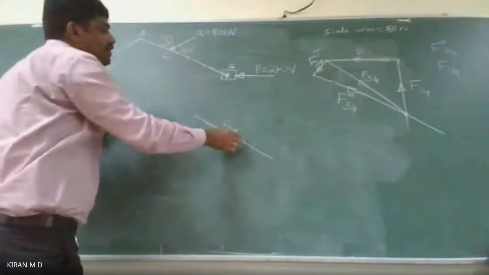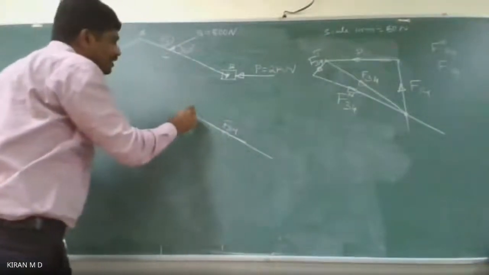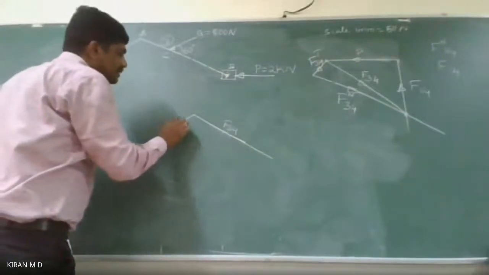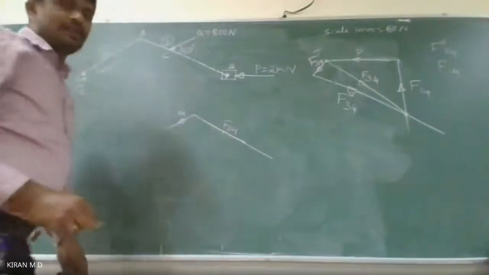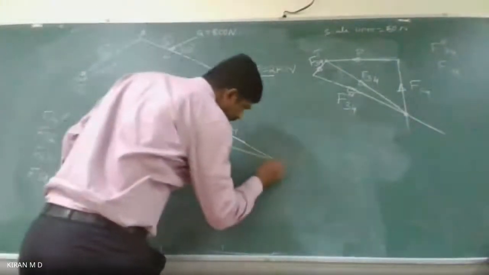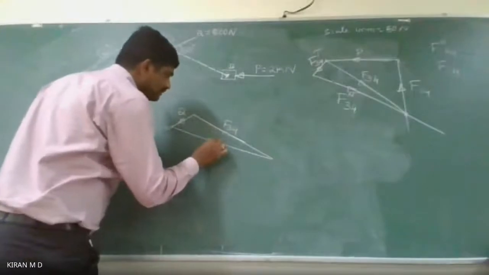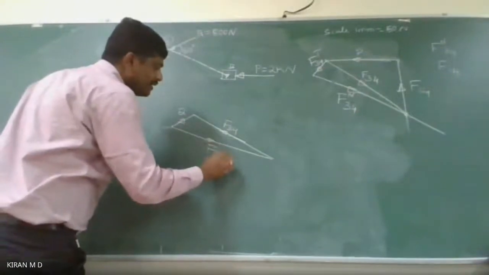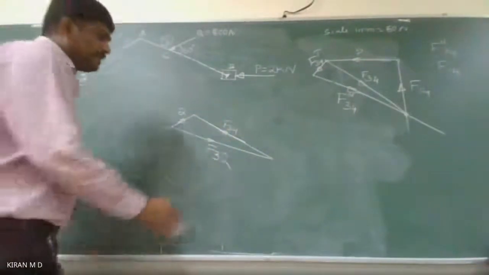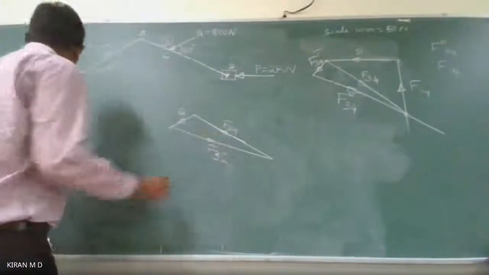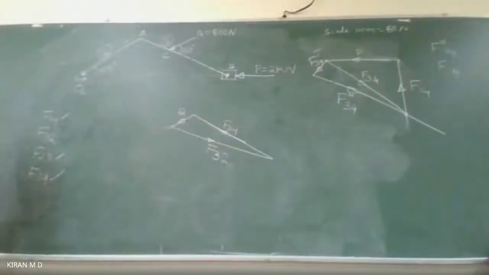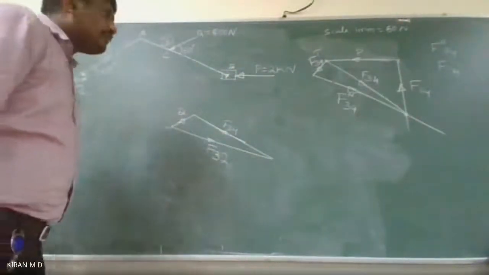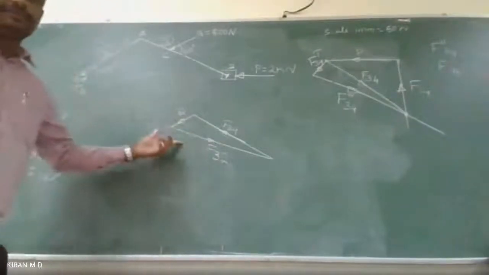What is the force? Use some scale here, in a similar way. This is Q. Then join the line from here to here, and you are going to get F32. This is the force F23 or 32, and this is the direction you are going to get. Okay. Is it clear?